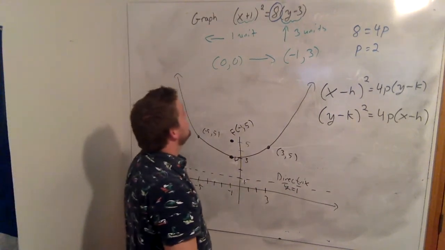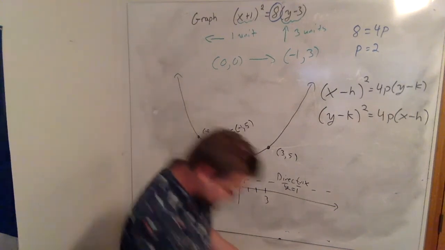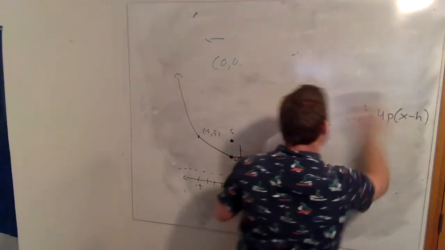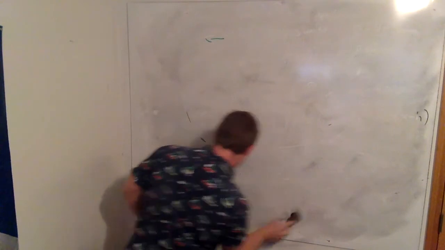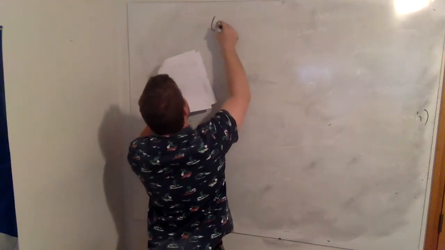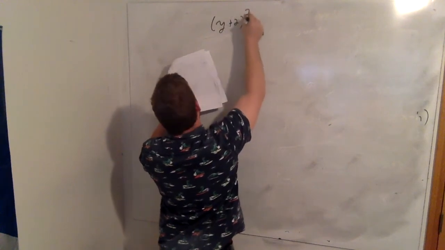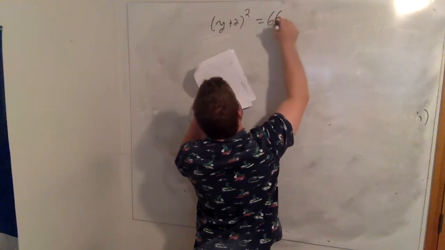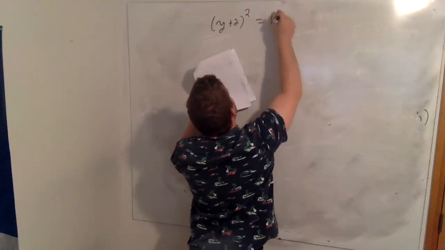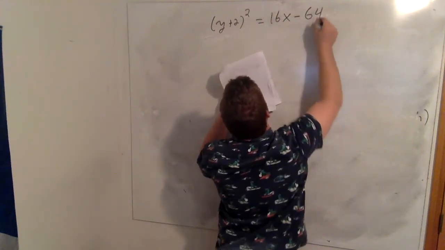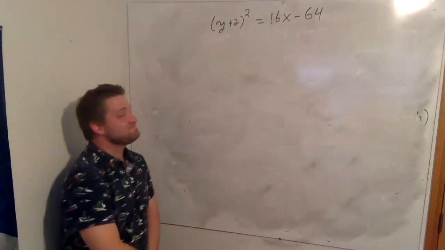Okay. Let's do another example. Let's say we have the parabola y plus 2 squared is equal to 16x minus 64. Go ahead and pause the video and give this one a shot.